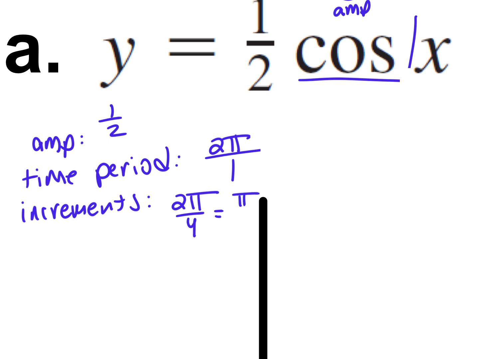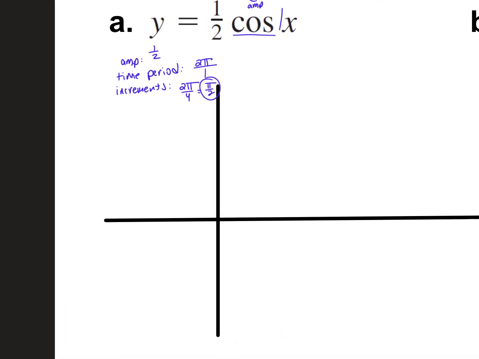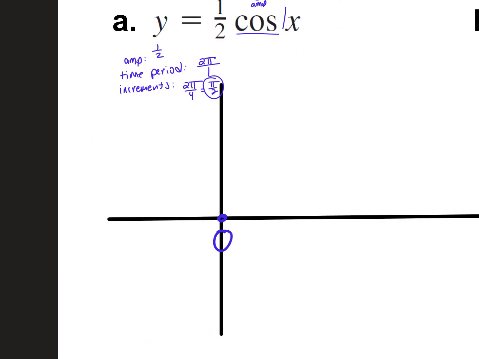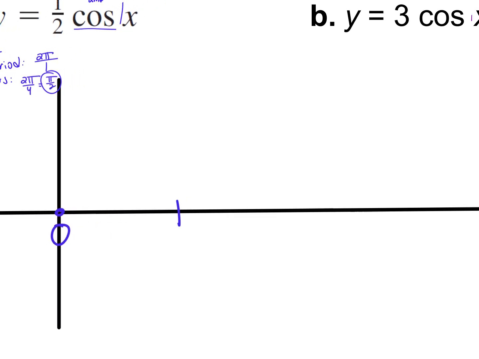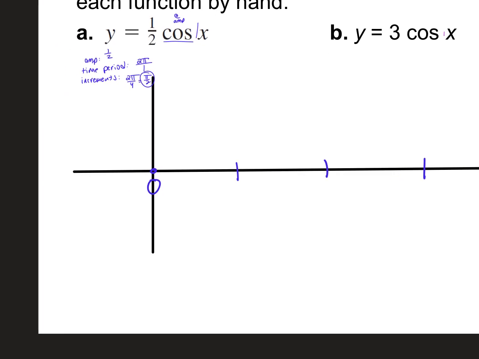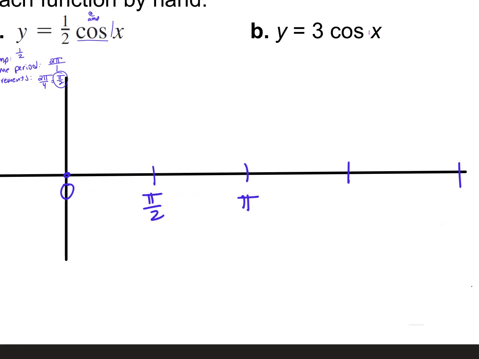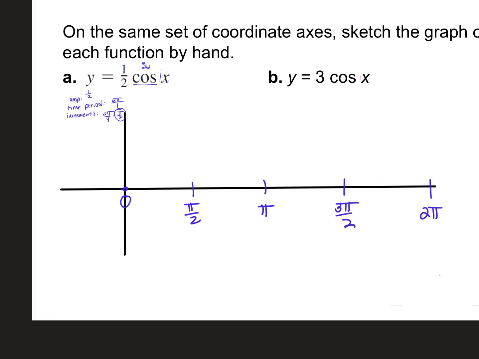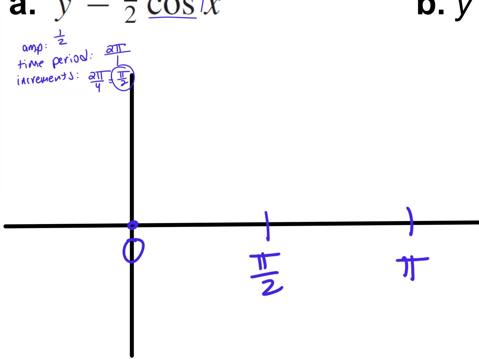Pi over 2. So this is just like the first one we did. So I'm going to start here at 0, and I have 4 tick marks. 1, 2, 3, 4. What's my first tick mark? Pi over 2. What's the second one? What's pi over 2 plus pi over 2? Pi. What's pi over 2 plus pi over 2 plus pi over 2? 3 pi over 2. And then what do I end with? 2 pi. Perfect.